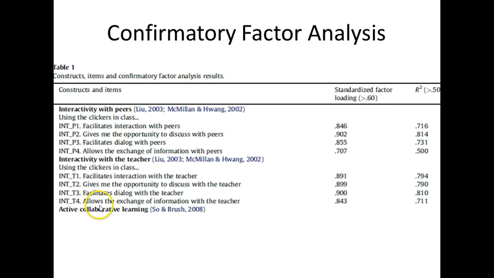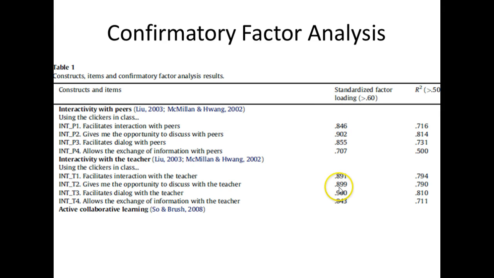The same thing here, except now the construct is interactivity with the teacher. So there are 4 survey items that are grouped with that particular construct. And then another construct is active collaborative learning, and so on.